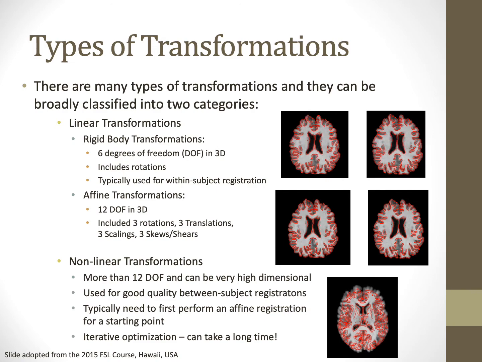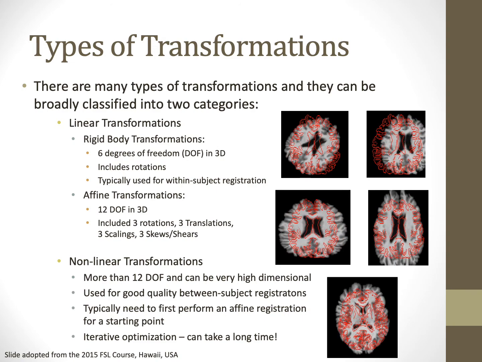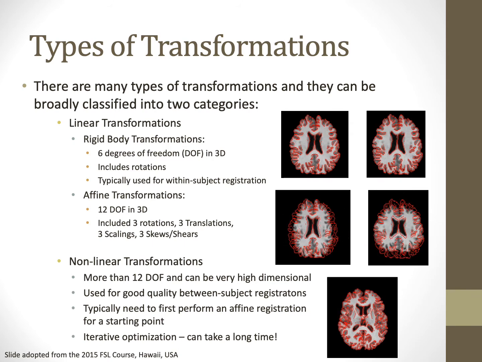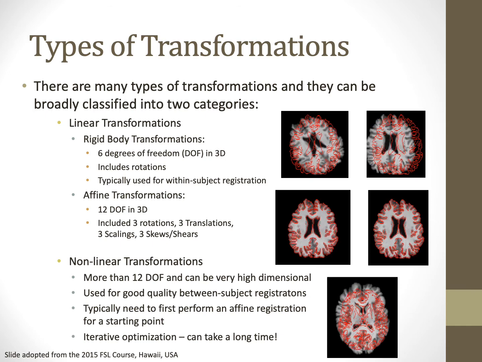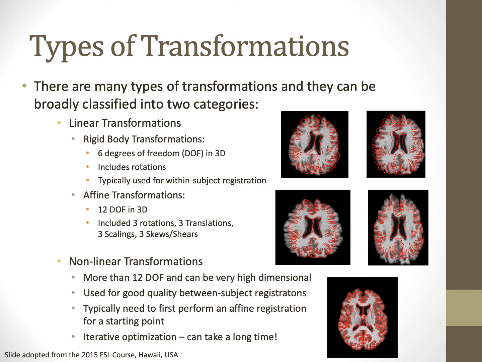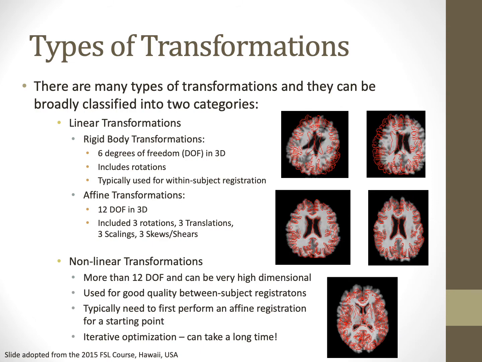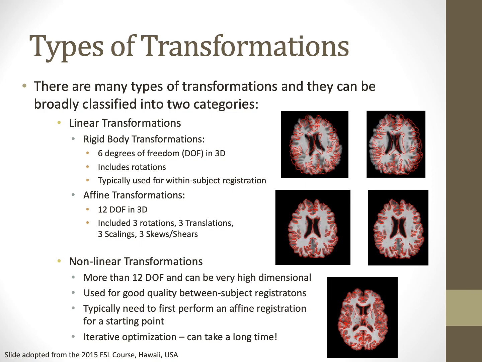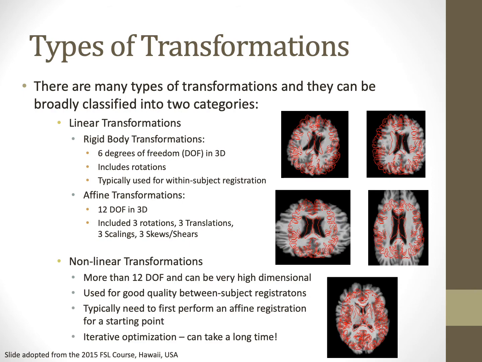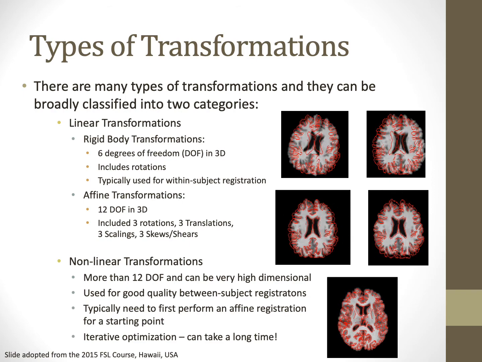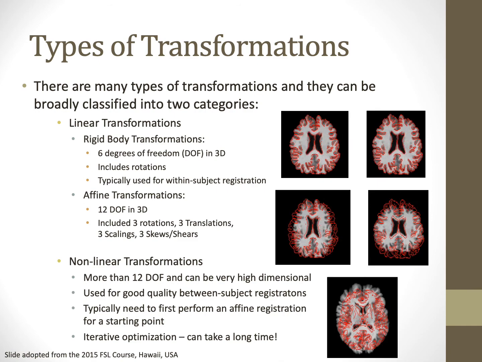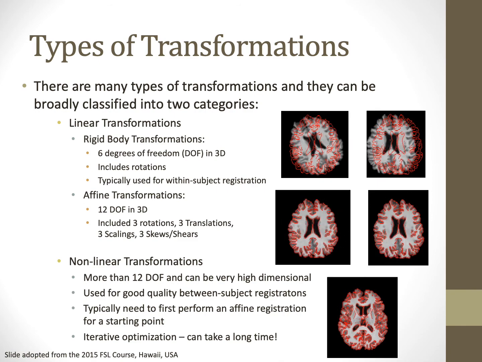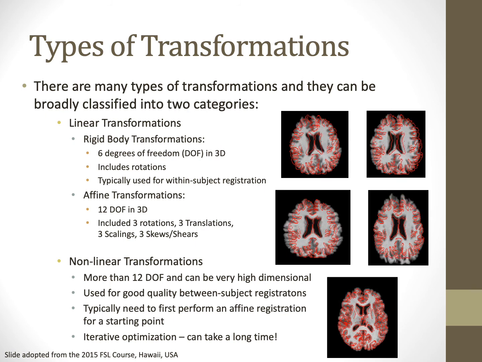And then there are a class of nonlinear transformations, which have more than 12 degrees of freedom and can be highly dimensional. They're used for good quality between subject registrations, and typically you need to first perform an affine registration as a starting point. These nonlinear registration algorithms are also iterative and require optimization, and therefore can take a long time to perform, but generally provide a much better registration than linear based methods.